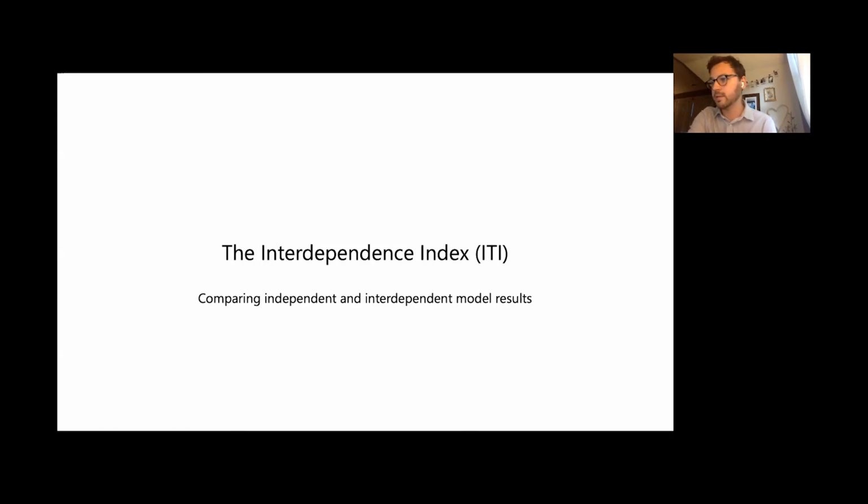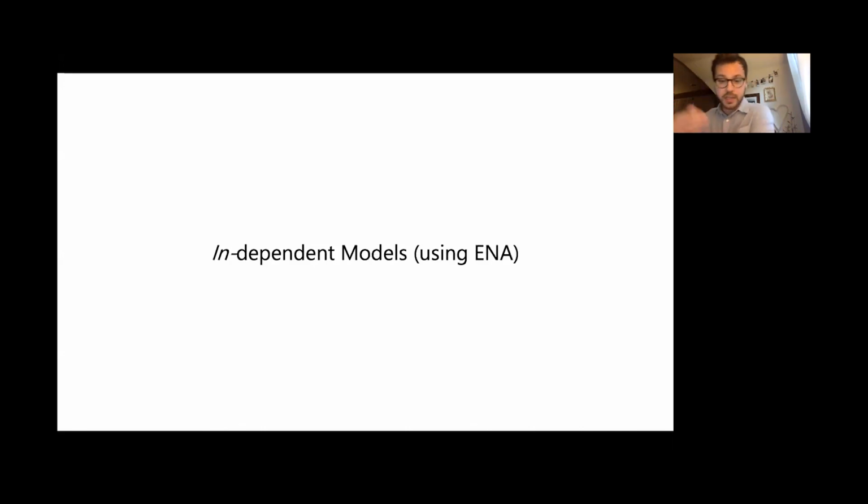So how this works is it compares independent and interdependent model results to see how different they are and determine whether there's an impact of interdependence on the data. So I did this in particular using ENA. It's theoretically possible to use other methods, but I chose ENA for a variety of reasons, which we can discuss later. First, we have to do an independent model using ENA.